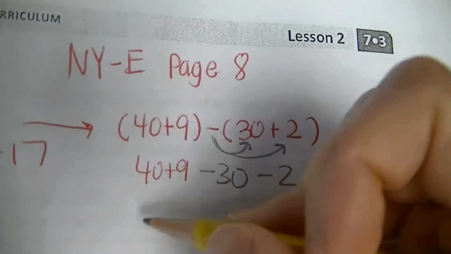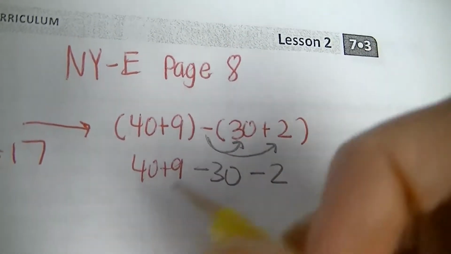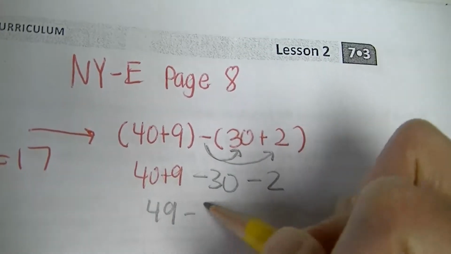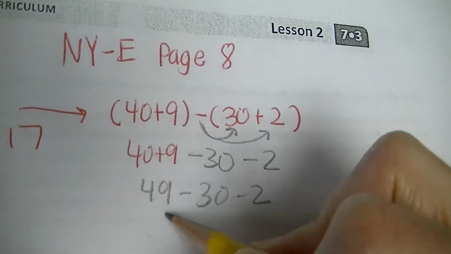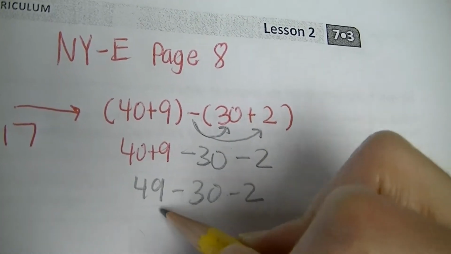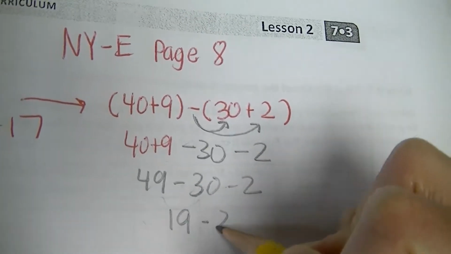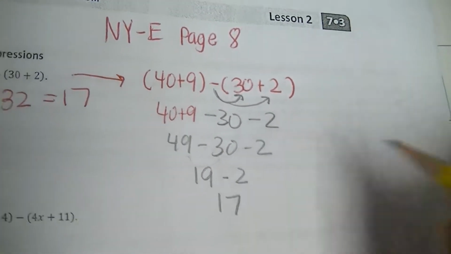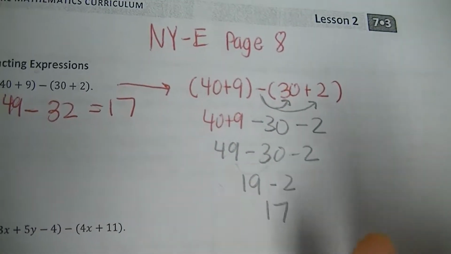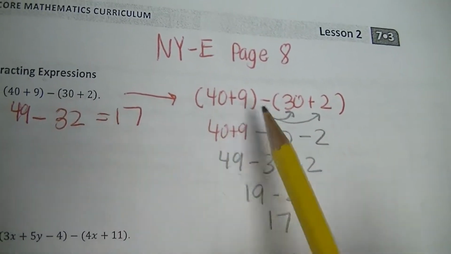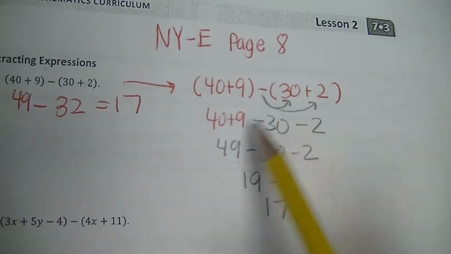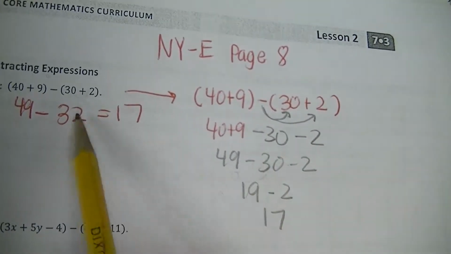Okay, so let's go ahead and combine the constants. So 40 plus 9 is 49 minus 30 minus 2. 49 minus 30 is 19. 19 minus 2 is 17. So we got the exact same answer. This is just proof that the distributive property will work, because once we get to the variable part, it's going to give us an equivalent expression.